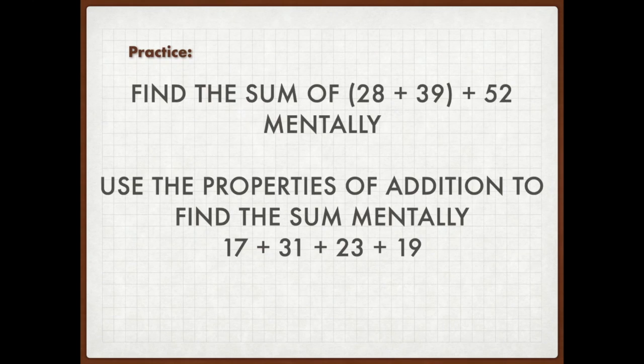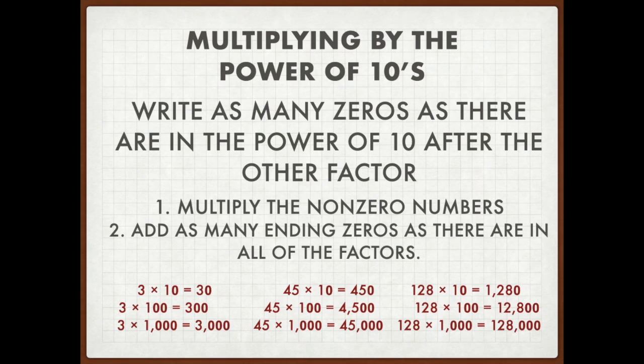Now, we will be doing some practice problems, and you want to try and see if you can do some of these mentally. If we switch things around, it's still going to give you that same number. So let's take a look at multiplying by the power of tens. And really, all this is, if I change the number from 10 to 100 to 1,000, I'm just adding an extra zero. So really what you're going to do is multiply the non-zero numbers first, then add any extra zeros. So let's take a look at that with the first column there.